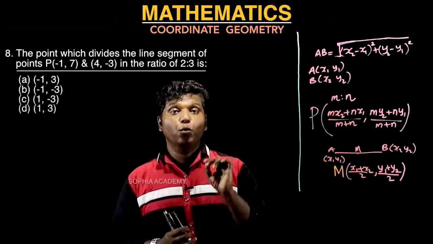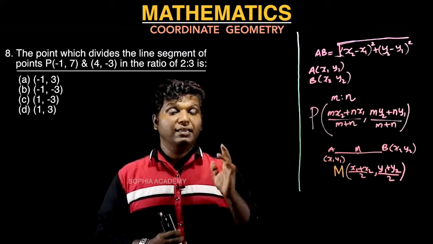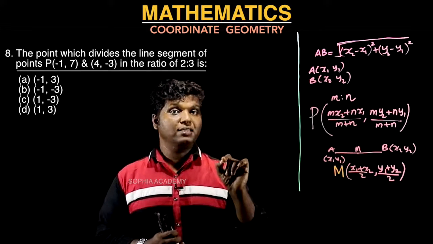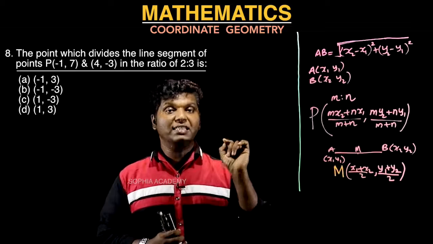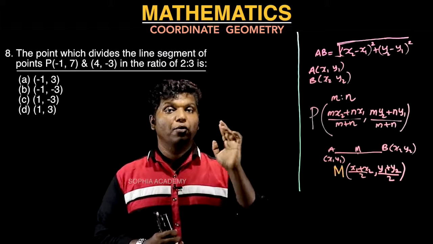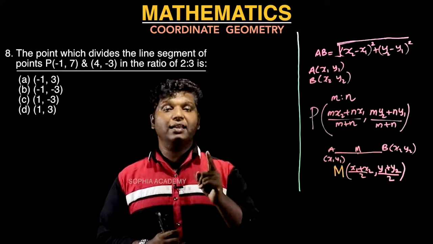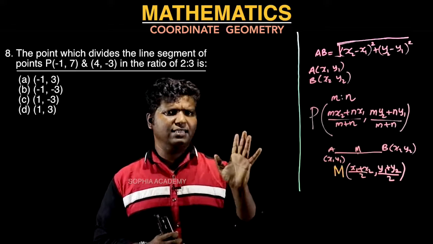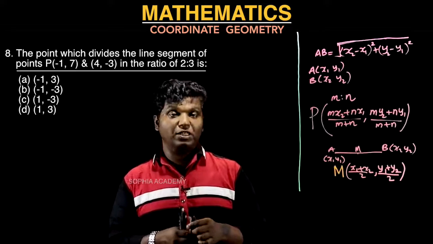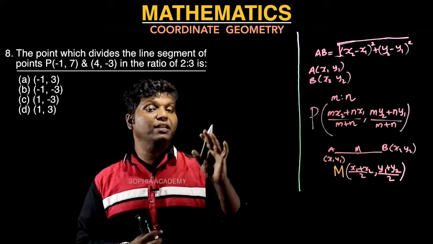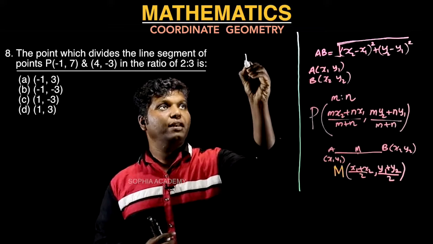The point which divides the line segment of points P minus 1, 7 and 4 minus 3 in the ratio 2:3 is. So here there are 2 points given. First of all, let us write the points. What are the points given here? P minus 1, 7.